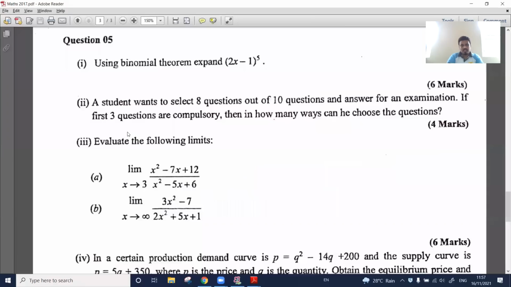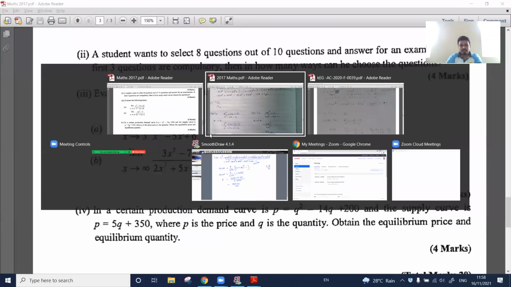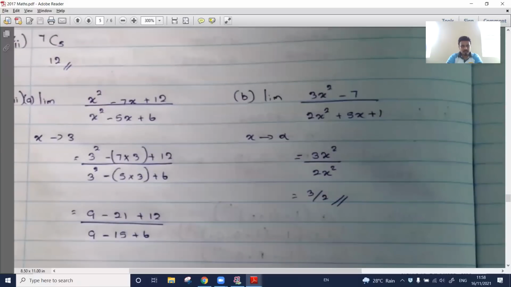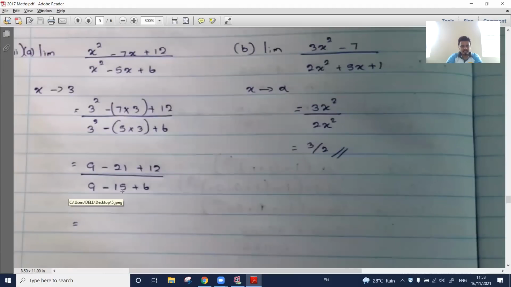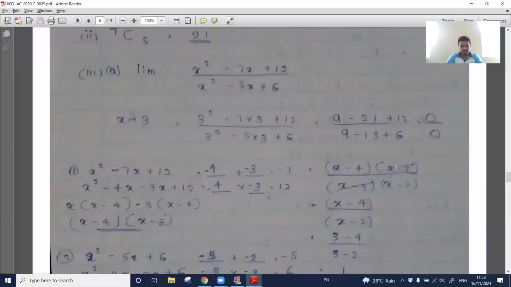Okay. So part 2, the answer should be 21. Then part 3, limits. First, we need to substitute 3 and see whether we are getting a particular answer. This is not completed, no? Yes, we are getting the answer as 0/0. Then you need to mention it as indeterminate form.